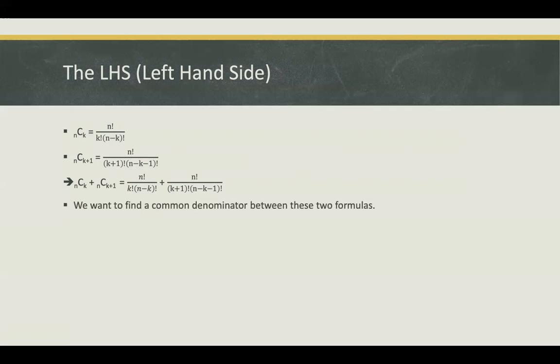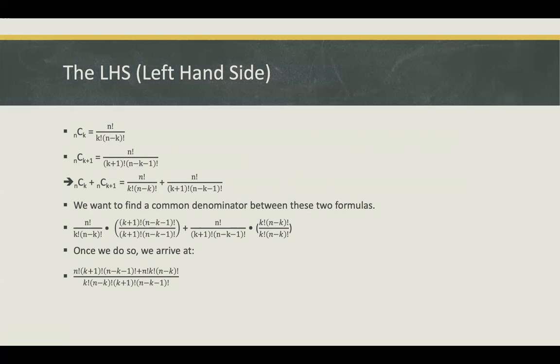Now, what we notice is these two expressions do not have a common denominator, and we need to find a common denominator in order to add them successfully. So how do we do that? Well, we can take each expression and multiply it by the corresponding denominator of the opposite expression. So for our n combination k expression, we can multiply by the denominator of the n combination k plus 1 expression. And for the n combination k plus 1 expression, we can multiply it by the corresponding denominator of our n combination k expression.